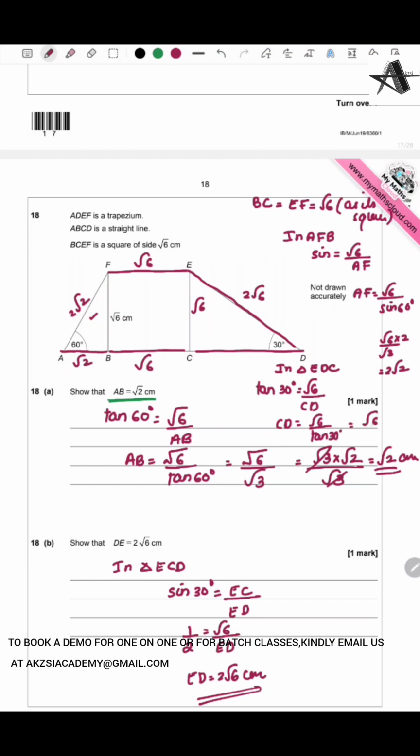Tan 30 is 1 over root 3. So the final answer is root 18. Root 18 can be simplified as 3 root 2.